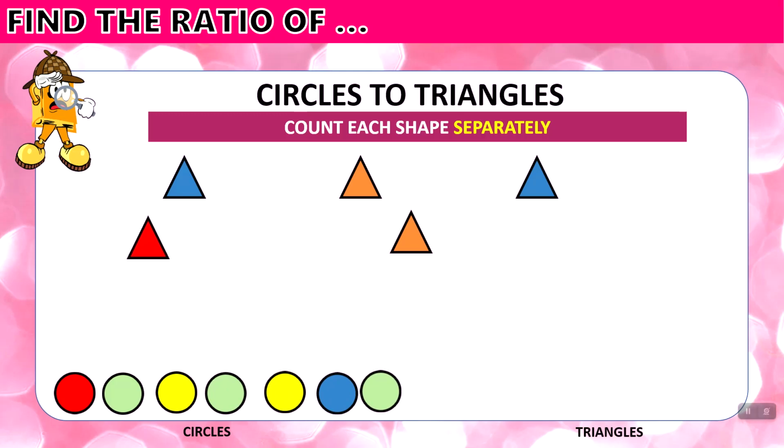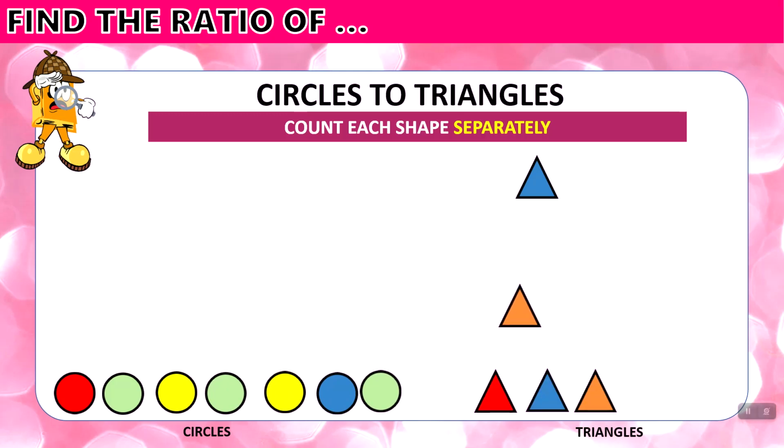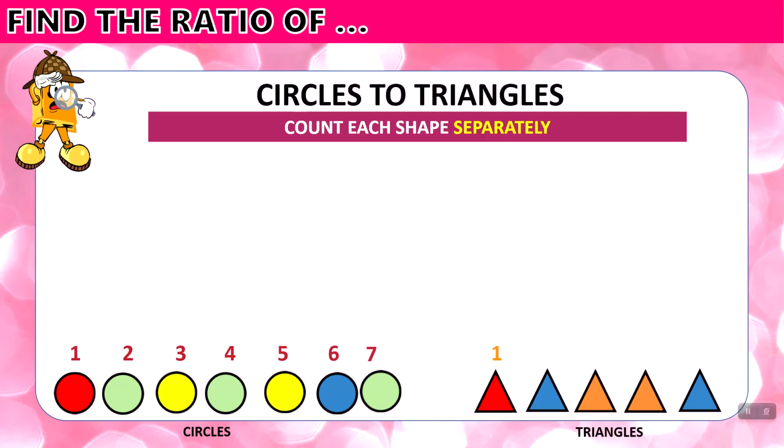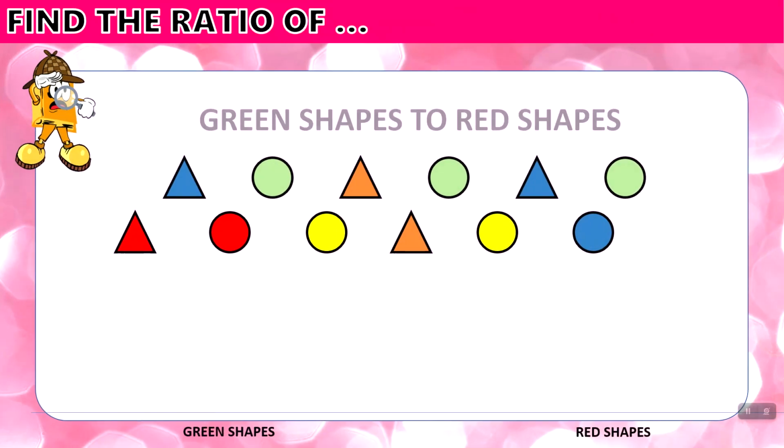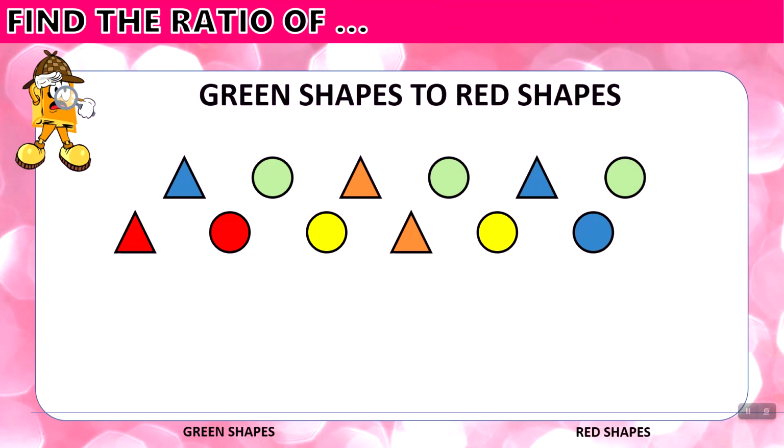And now the triangles are left, and we will put all of them on the right hand side, and then we will start to count them. So let's count the circles. 1, 2, 3, 4, 5, 6, 7 circles. And now the triangles, 1, 2, 3, 4, 5. And so we have 7 circles, and we have 5 triangles, and the ratio is 7 to 5. We can write it with a colon, that's 7 to 5, or we can write it as a ratio 7 over 5.